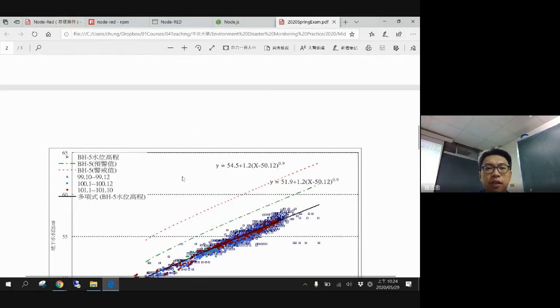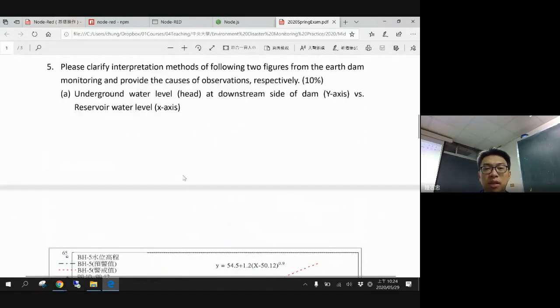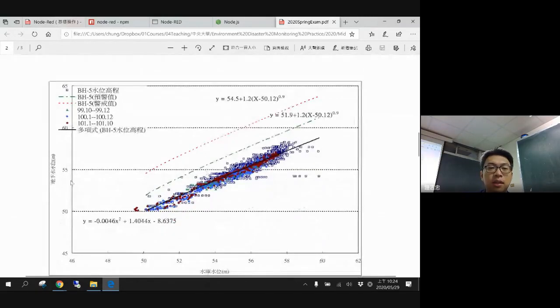And for the next questions, I think the first one here, the X axis is the water level of the reservoir, and the vertical one is the groundwater level. So you can just use linear regression to quantify the variation and give some boundary, maybe with the standard deviation. Okay, so this is very easy.